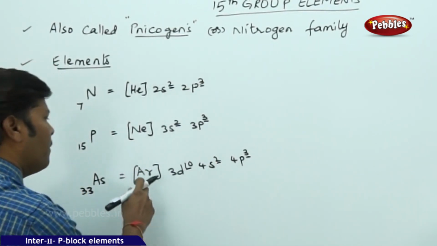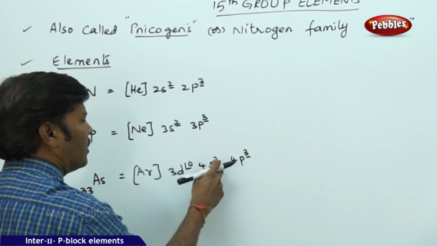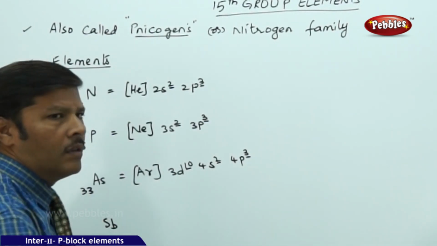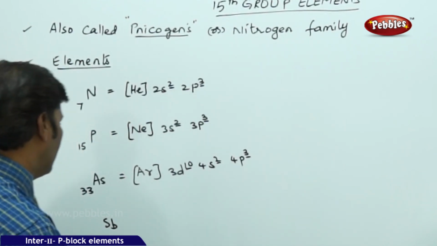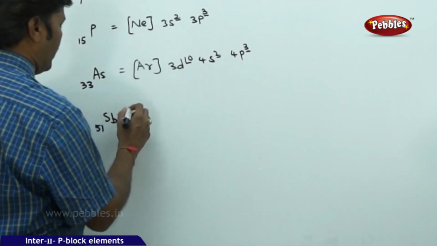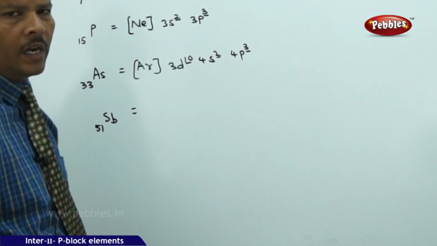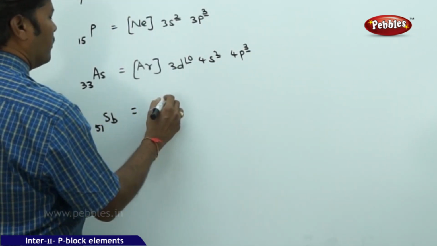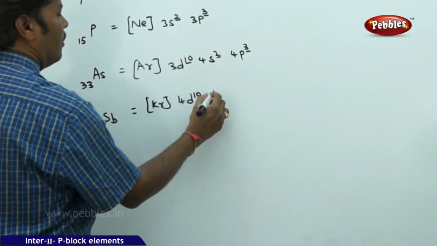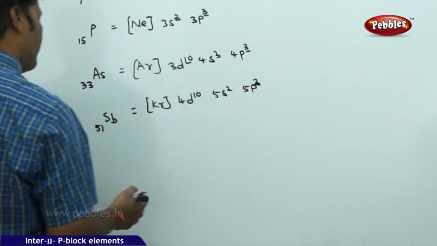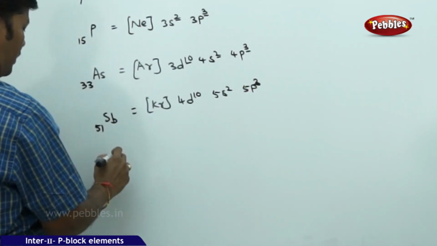Argon has 18 electrons, 18 plus 10 is 28, 28 plus 2 is 30, plus 3 gives 33, the total number of electrons. Then antimony: for 33 you add 18, so this is going to become 51, the atomic number of antimony. Sb stands for antimony, its Latin name is stibium. So this is going to become krypton 4d10 5s2 5p3. Then nitrogen, phosphorus, arsenic, antimony and bismuth.